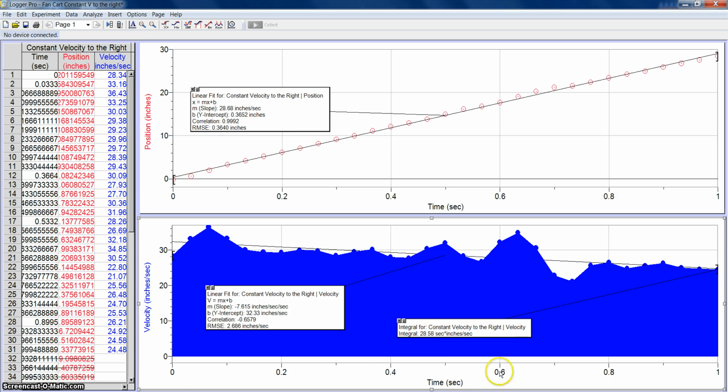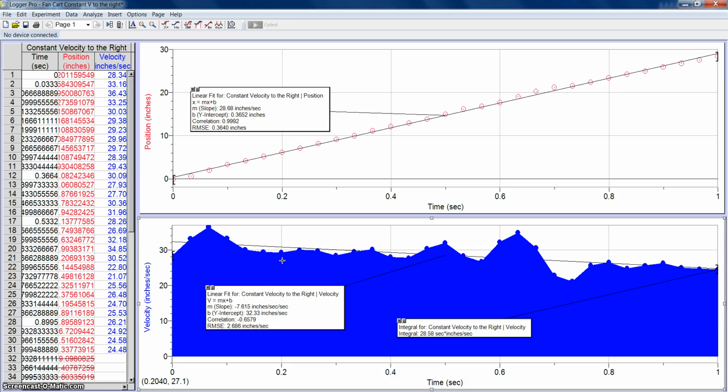And I also took the integral for the velocity graph, which is basically the area under the velocity graph, which, if you remember, is the change in position. And for our integral, we got 28.58 inches per second. Oh, no, 28.58 inches. Sorry, I was reading the thing. And if we look over here, at time equals 0, we're at 0 position, and at the final time, we're about at 28 inches, which is our change in position.